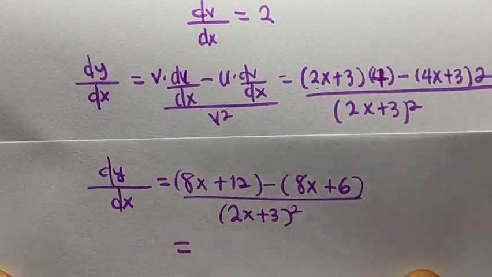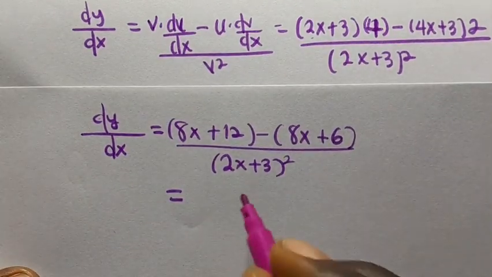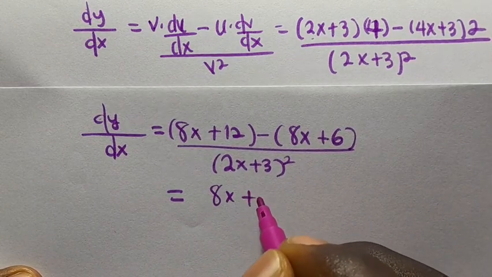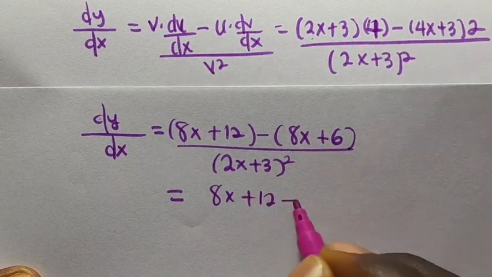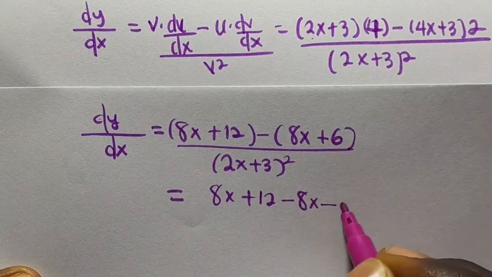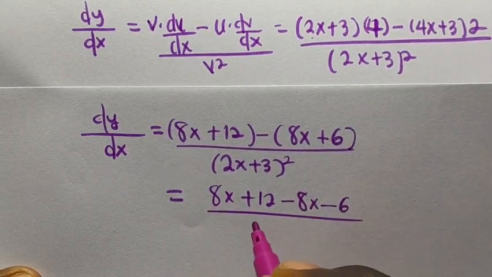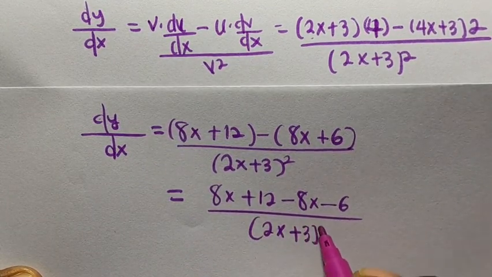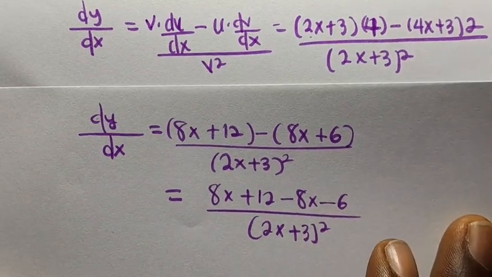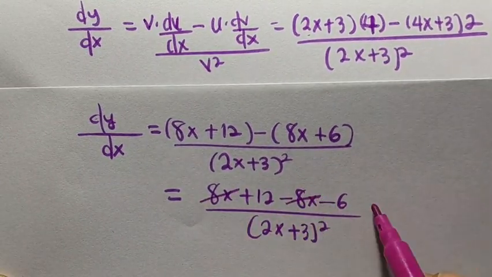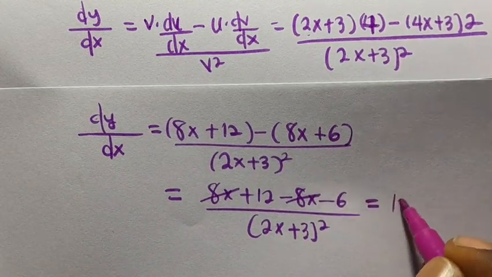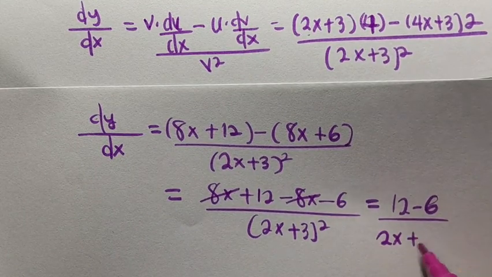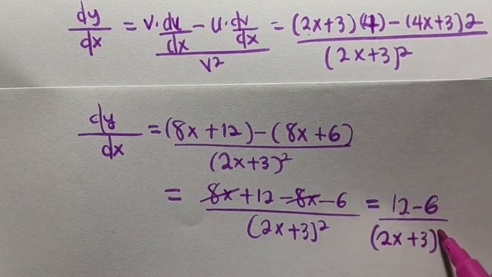So from here, what we are going to have will be 8x plus 12 minus 8x minus 6, all divided by (2x plus 3) all square. So from here, this we cancel this out. What we are going to have will be 12 minus 6 divided by (2x plus 3) all square.